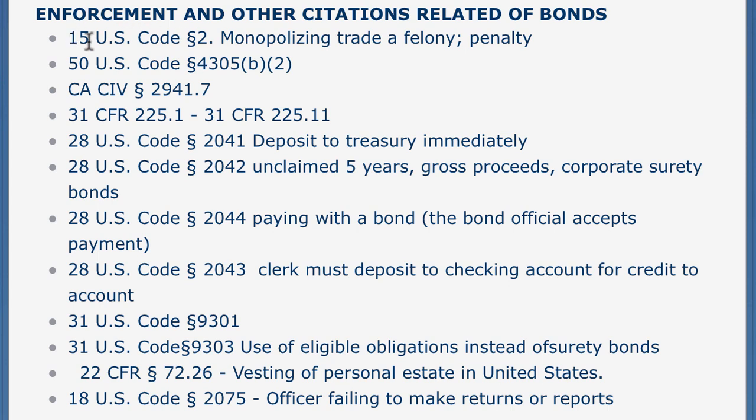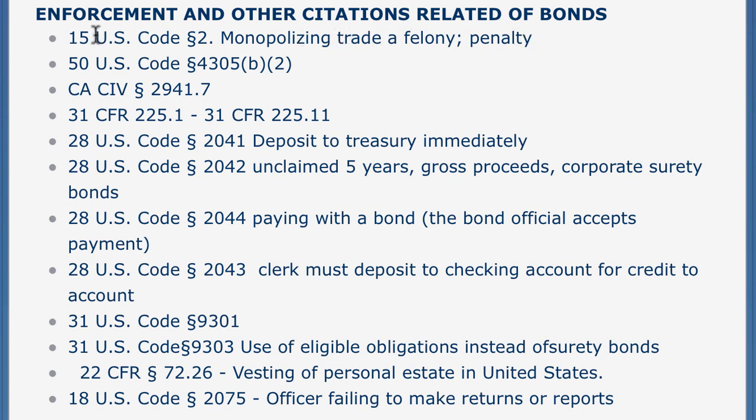So go through these codes. I didn't put notes by all of them. 15 U.S.C. subsection 2, monopolizing trade, is a felony. This is a serious one. These are the antitrust laws. Why are you not accepting my bond? Well, I'm not accepting your bond because you need a corporate surety, a surety that's authorized by the state. Well, there are federal laws that say when the state says that, you don't need a corporate surety. All you need is acceptable collateral.